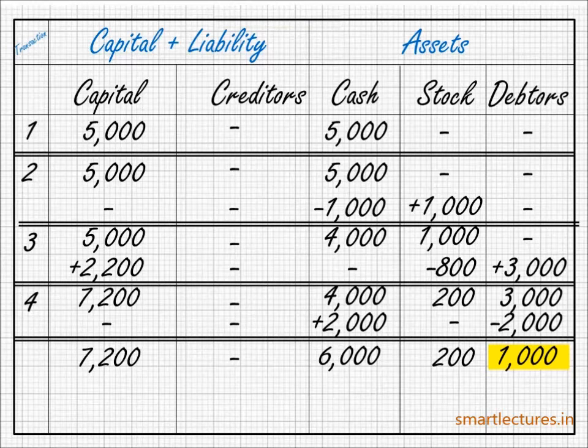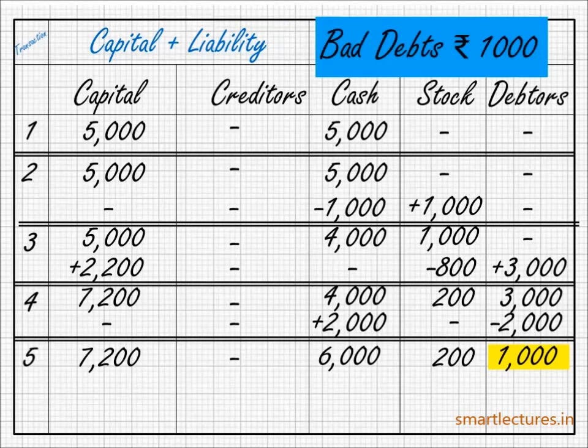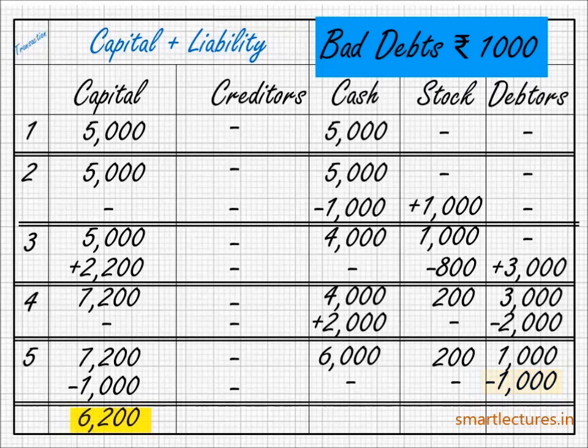Now, bad debts rupees 1,000. It means we have lost money from the credit customer, I mean from the debtors. It's a loss, so we'll reduce our capital by rupees 1,000. In the capital column, minus 1,000. In the cash column, nothing. Stock, nothing. And debtors, minus 1,000. So the new equation will be capital 6,200, cash 6,000, stock 200, debtors nil. So this is the accounting treatment of bad debts in the accounting equation.